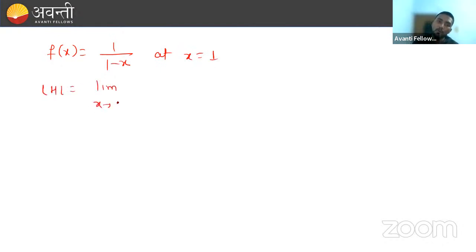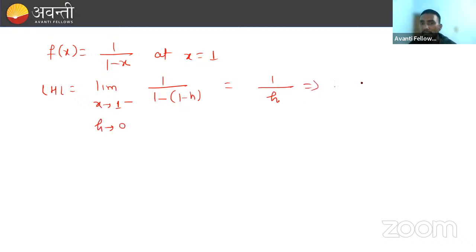Like one example I will take: f of x is equal to 1 divided by 1 minus x at x equals 1. Now if we find LHL, what will happen? Limit x tending to 1 minus, 1 divided by 1 minus (1 minus h). So 1 minus 1 is 0, minus minus plus, so it is h. If h is tending to 0, then definitely it will be tending to plus infinity.